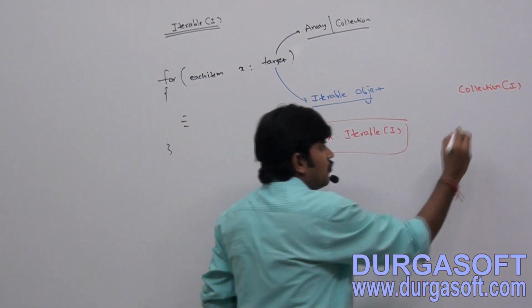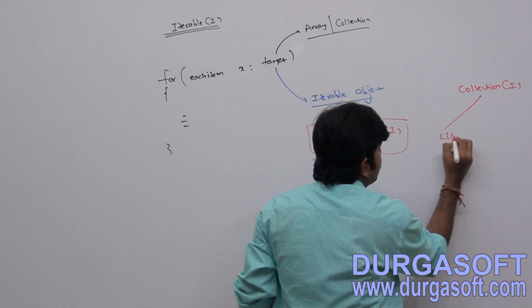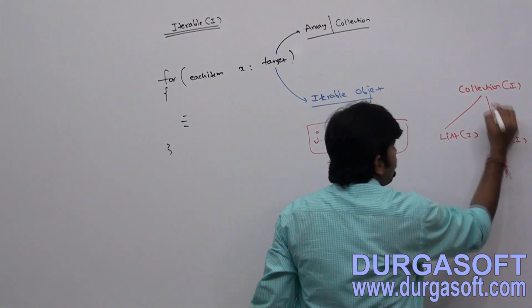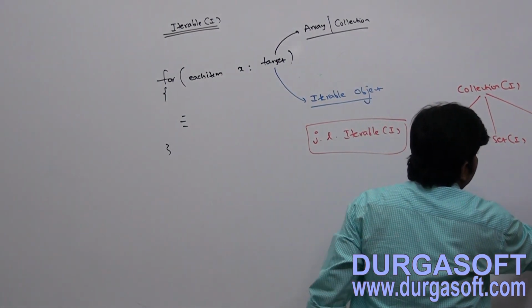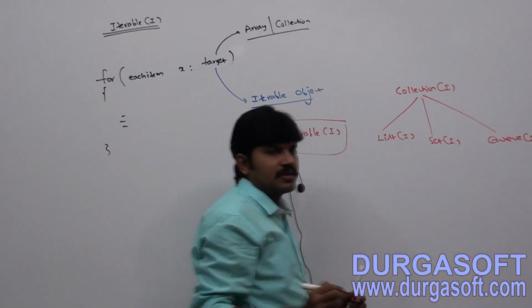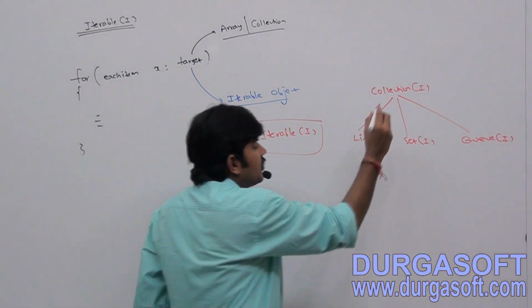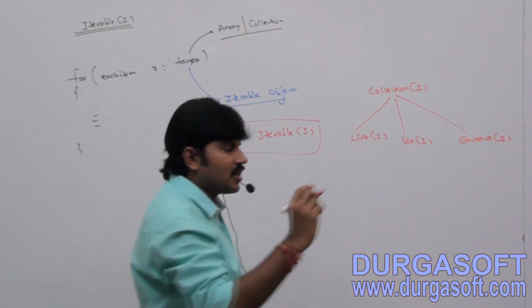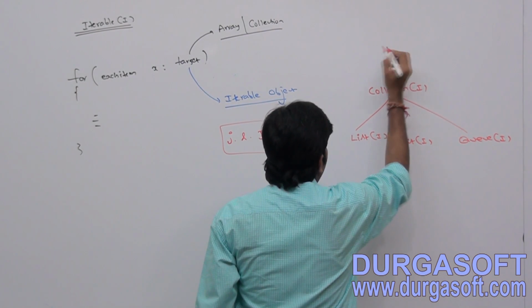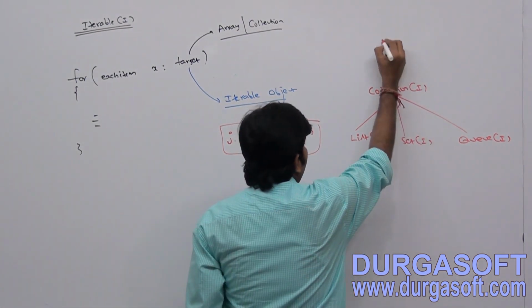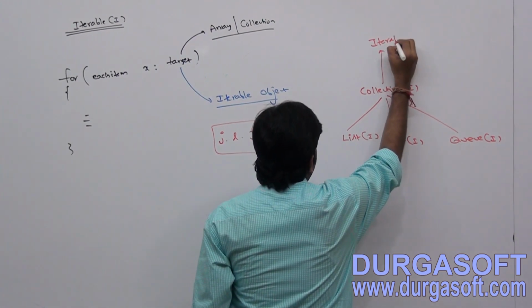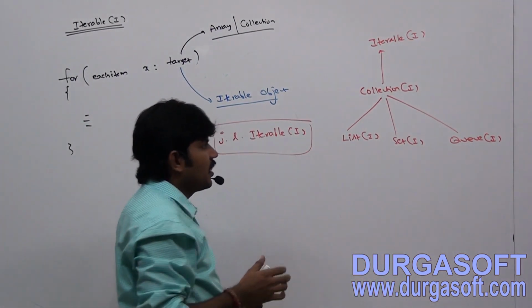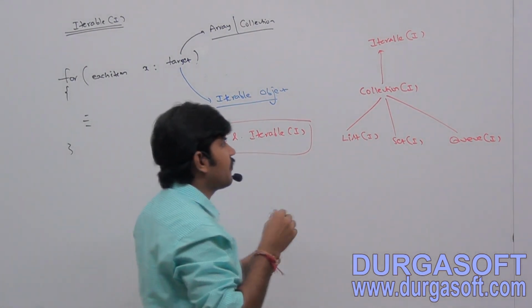Under collection, we have List, next Set, and then Queue. List, Set, Queue concepts are there. Now this Collection, from the 1.5 version onwards, is the child interface of Iterable. Collection itself is the child interface of Iterable, right?